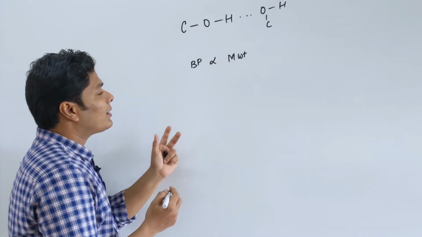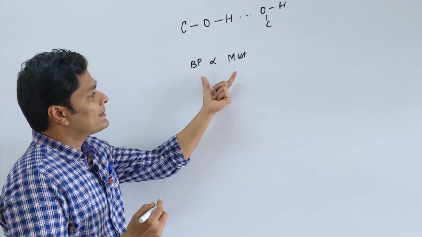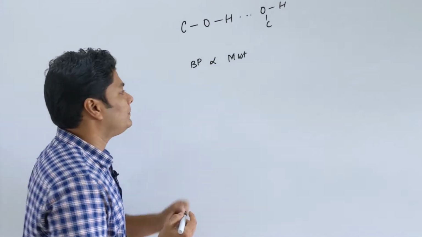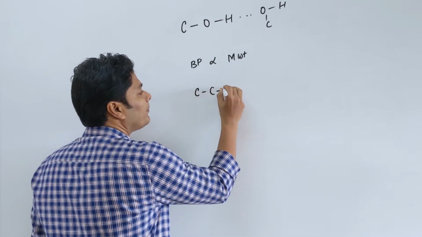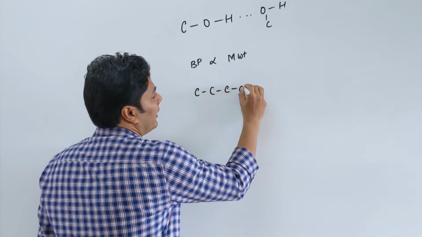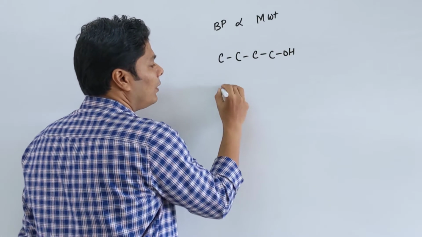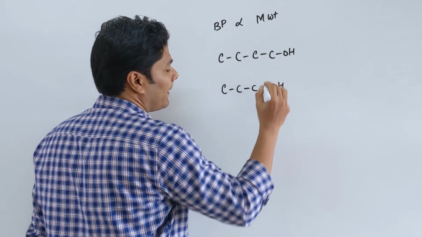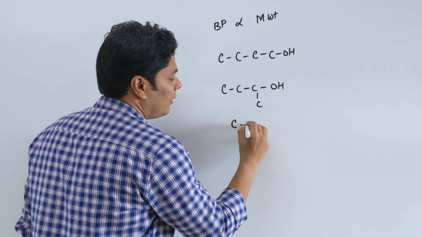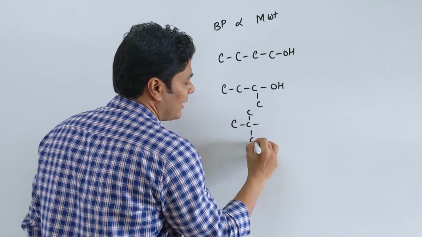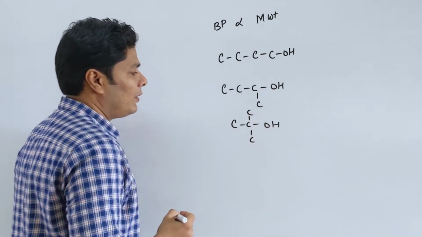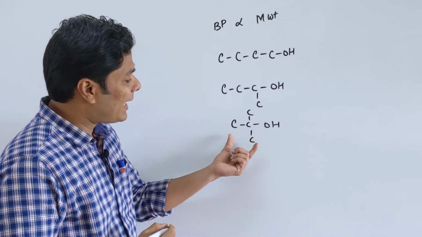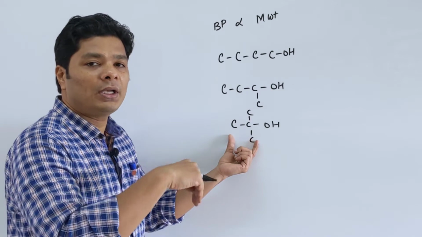The second trend is for alcohols that have the same molecular weight but different structures. We can take n-butyl alcohol, isobutyl alcohol or secondary butyl alcohol, and tertiary butyl alcohol. If you take this, as the branching increases, boiling point decreases.